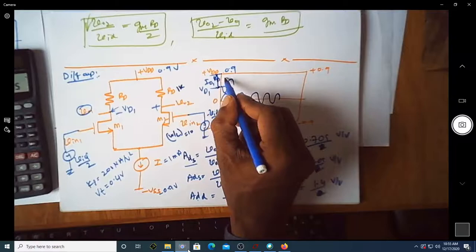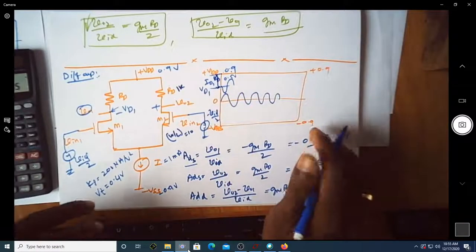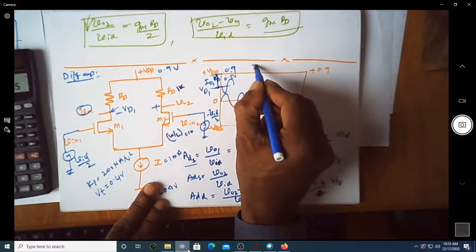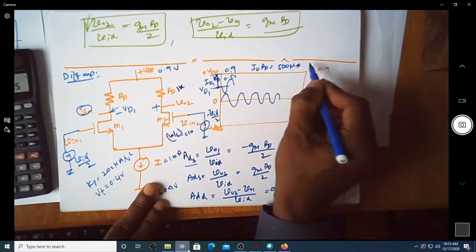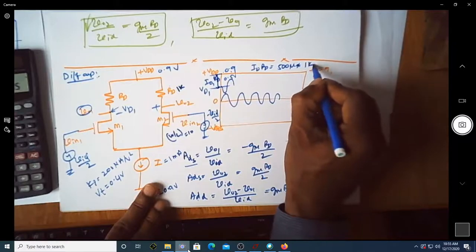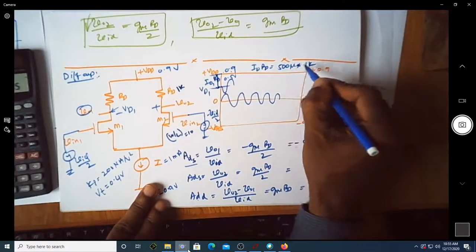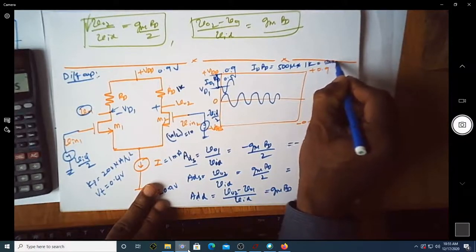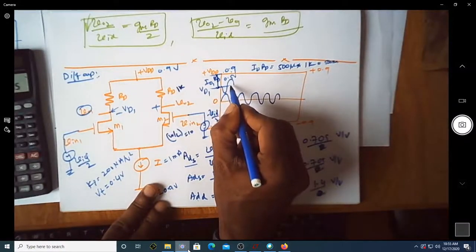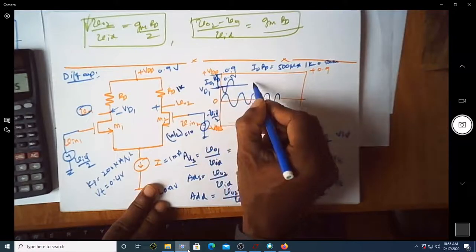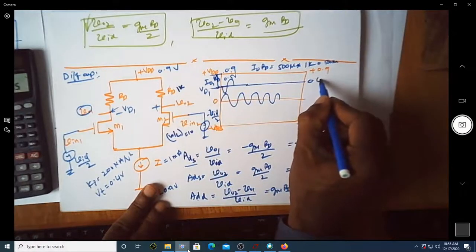So naturally, if this is 0.9 volt, then this is 0.4 volt. How do we get this? ID into RD is equal to 500 microampere multiplied by 1K. The K and micro become milli, so this is 500 millivolt. From 900 millivolts, you come down by 500 millivolt, so this naturally is at 0.4 volt.